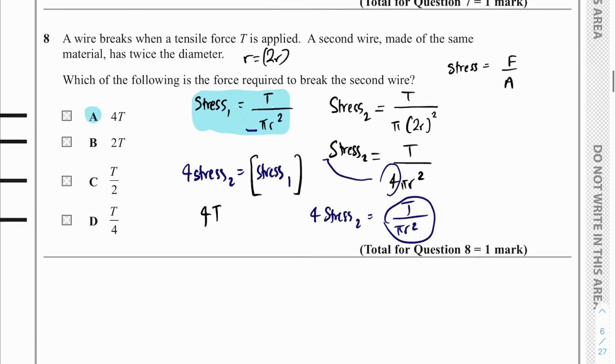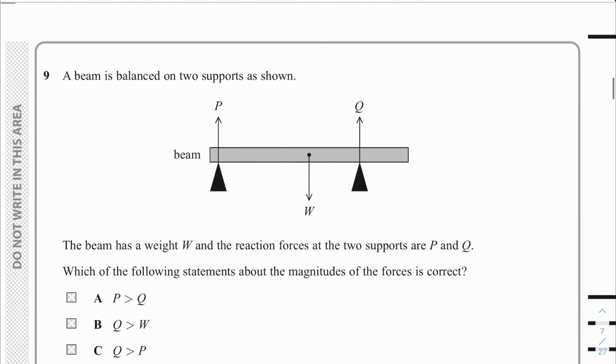Let's move on to question number 9. A beam is balanced on 2 supports as shown. So we have P, there's a larger distance here, and then we have Q, a smaller distance, so this probably is a bigger force. The beam has a weight W, and the reaction forces at the 2 supports are P and Q. Which of the following statements about the magnitudes of the forces is correct? P is greater than Q.